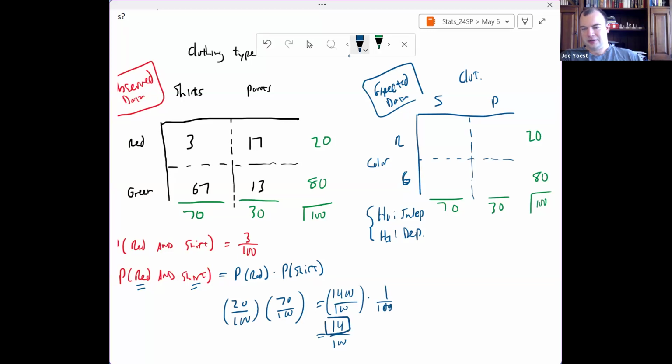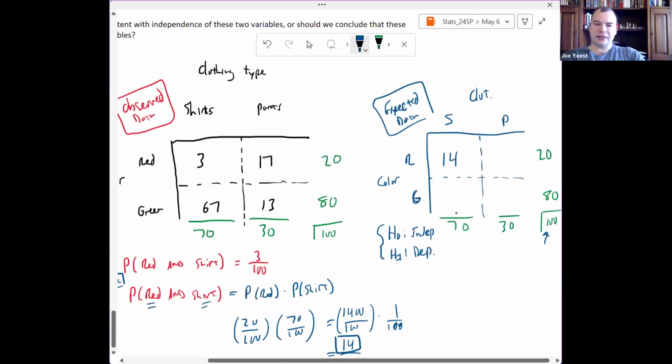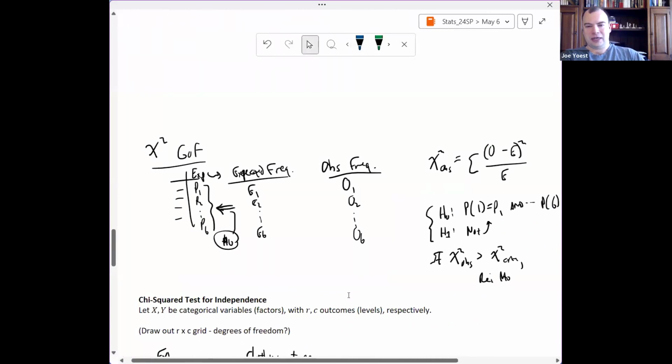And I can see that the expected number of red shirts that I would get if these are independent is 14. This would give the probability of 14 over 100, right? This 100, I'm just kind of plucking off because that's that 100 denominator there. So we would expect 14 red shirts if these were independent. We actually observed from the real world, from our empirical evidence, from our data, 3 red shirts. We can do this for each of the boxes in the grid, and then again, we can go back to this general idea where we say, I have some expected boxes, I have some observed boxes.